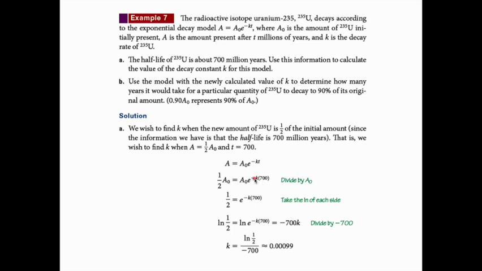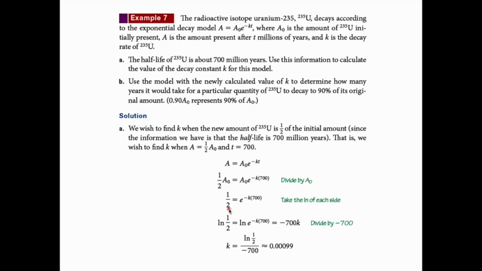We really don't need how much we actually started with, because when we simplify this, I can divide both sides by A naught and get rid of it. So we don't even really need it. What we're left with is 1/2 is equal to e to the minus k times 700. So now we have an exponential equation and we can use logarithms to solve.